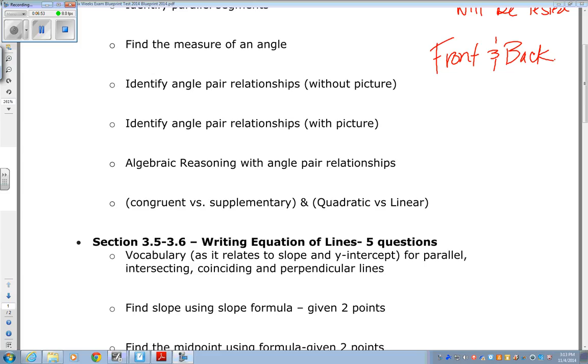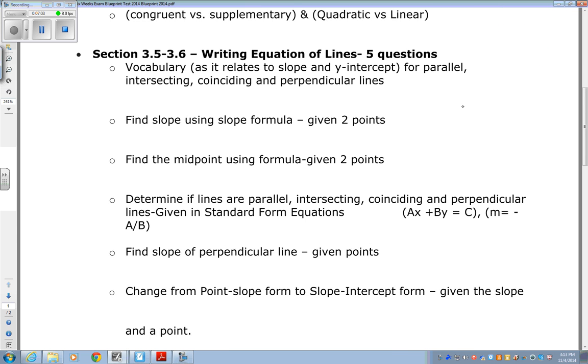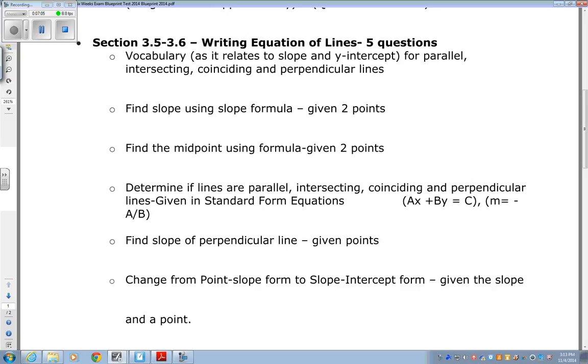Okay, so that covered algebraic reasoning, congruent versus supplementary. So any more questions about parallel lines and transversals? All right, so let's go to the next one. Writing equations of lines. You have 5 questions on this. Anything in this section that you have a question about? Yeah, you'll get to use the formula chart.